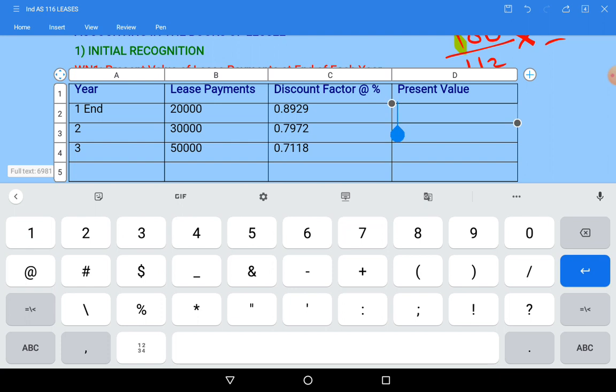So first year present value will be 20,000 into 0.89, equals 17,858. Next, second year, 30,000 into 0.7972. I am using my calculator, you too can use. It is 23,916. At the end of third year you are paying 50,000. 50,000 into 0.7118, so it will be 35,590.